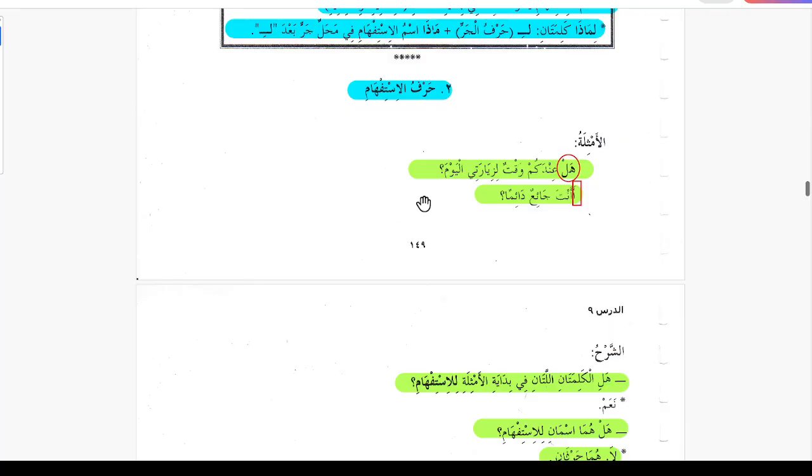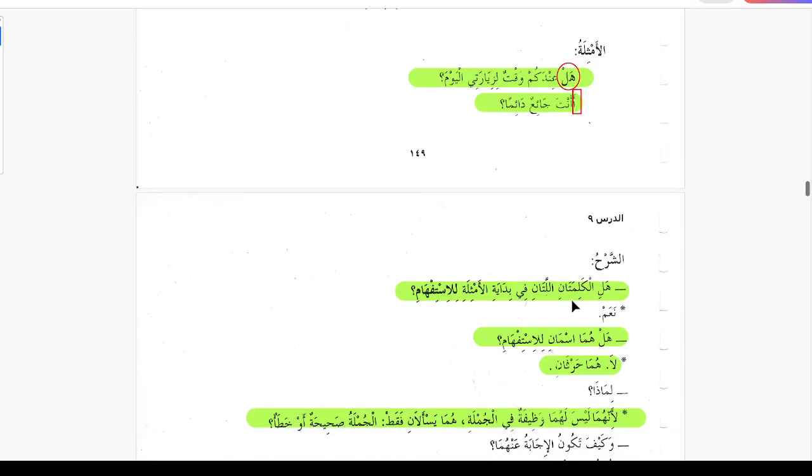Here are some examples. Hal indakum waqtun li ziyarati al yawma? Do you have time to visit me today? Anta jayun daiman, are you always hungry? So we can see these are again questioning sentences. These are istifham, but they start with hal or this hamza. The explanation, hal kalimatan lillatani fi badayatil amsilati lil istifham, are the words at the beginning of these sentences for questioning? Yes, we know that they are. We have a question mark here. Do you have time, or are you always hungry?